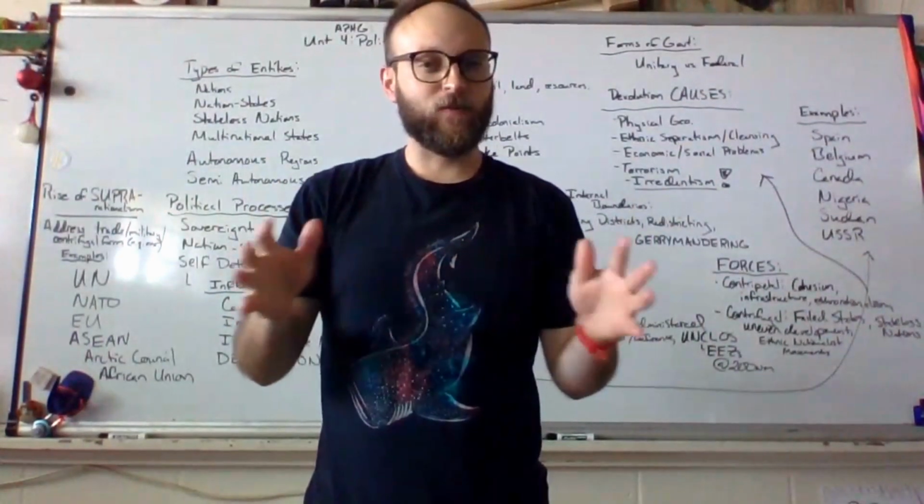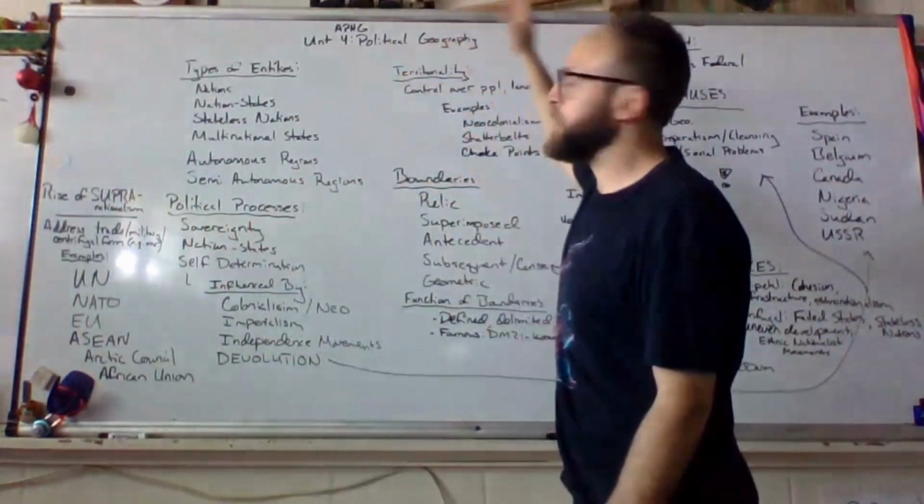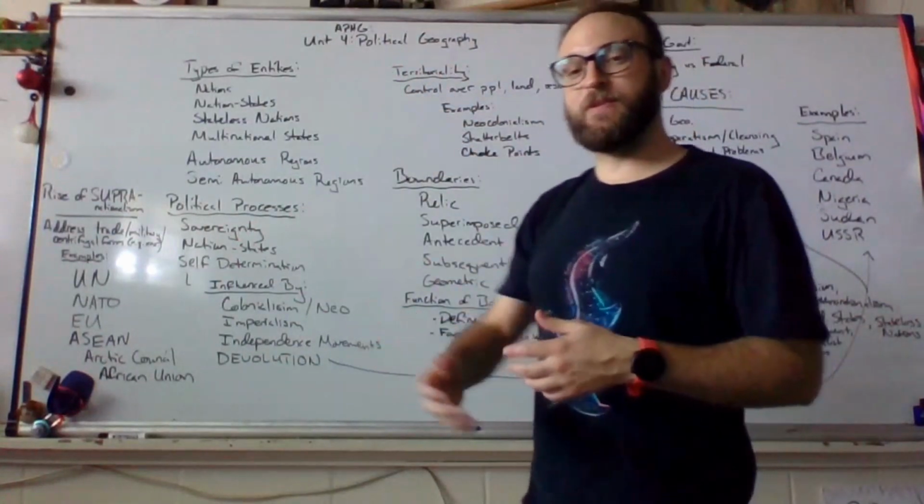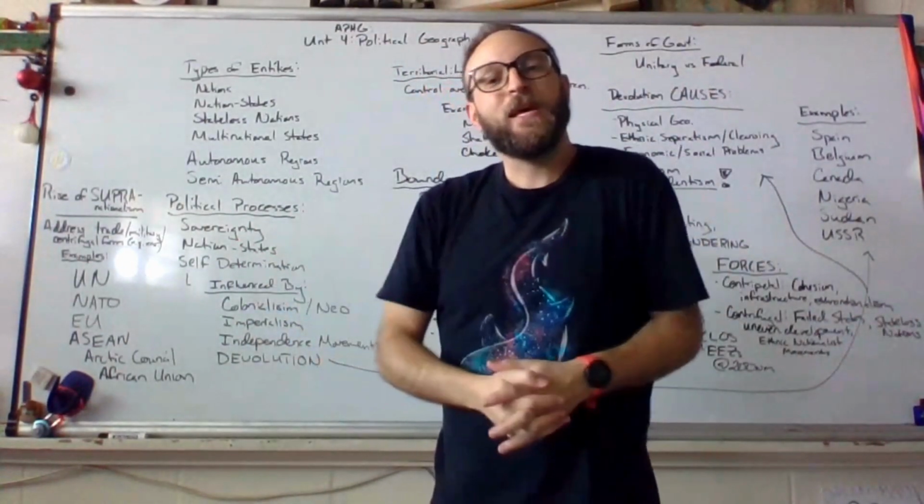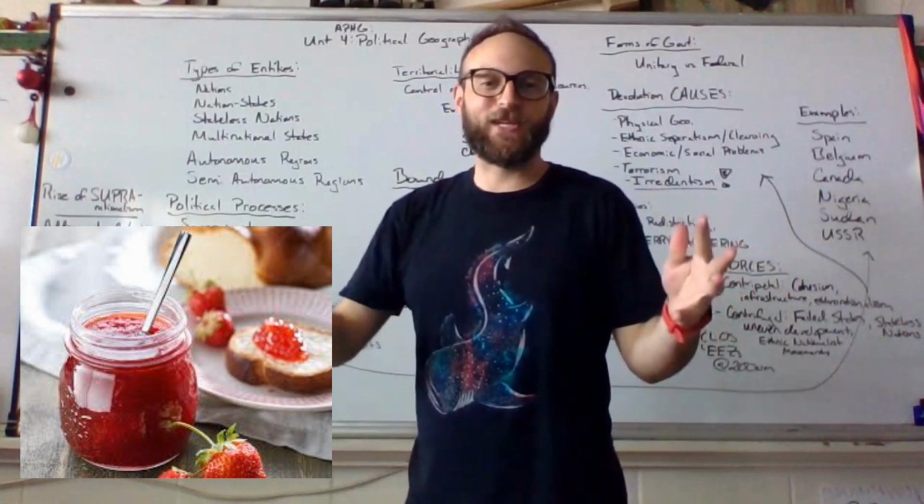Behold, all of Unit 4 in as few minutes as possible. We'll see how it goes. Unit 4 is basically about political geography, which is this concept of sovereignty, statehood, and so on and so forth. It's kind of my jam, so I'm glad we're sharing this time together.